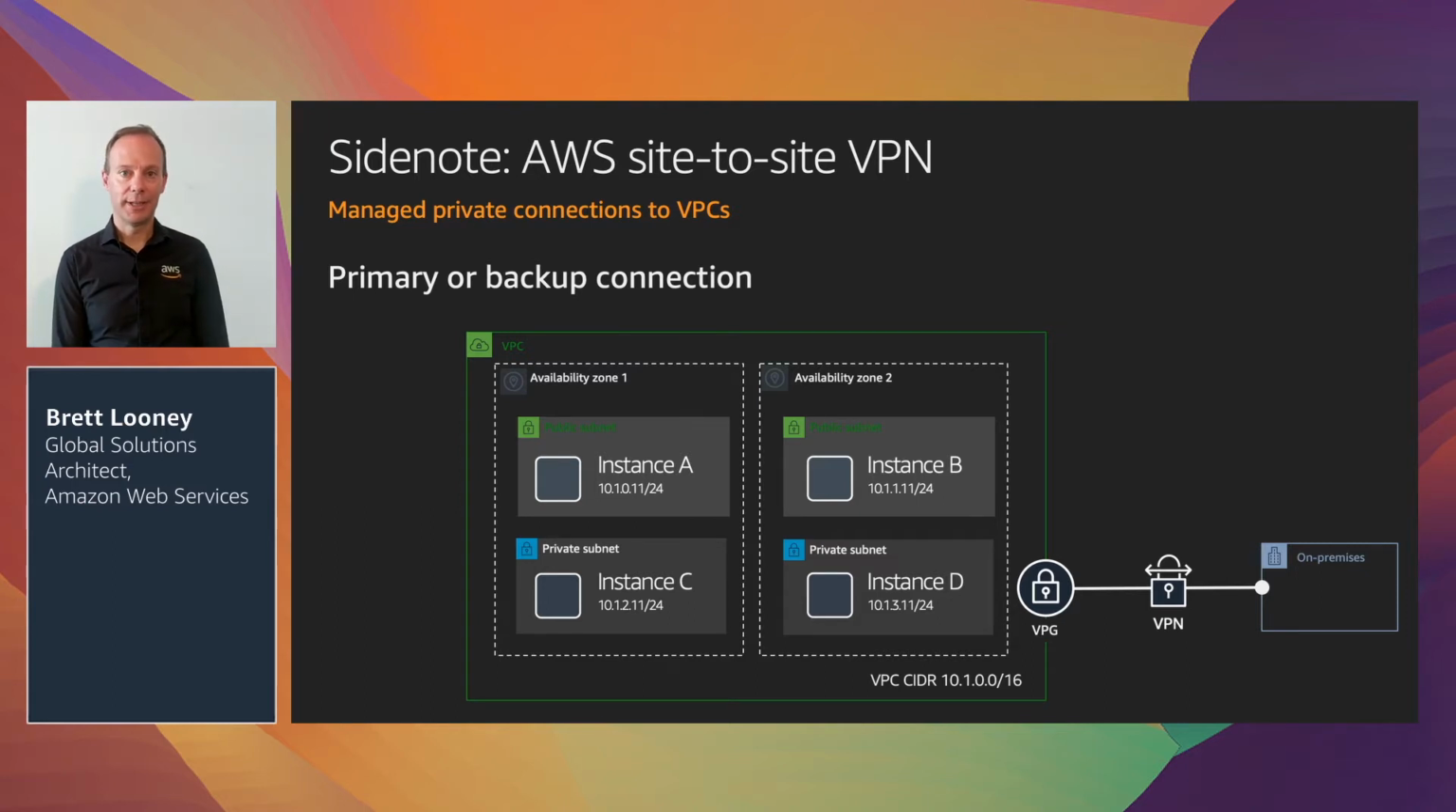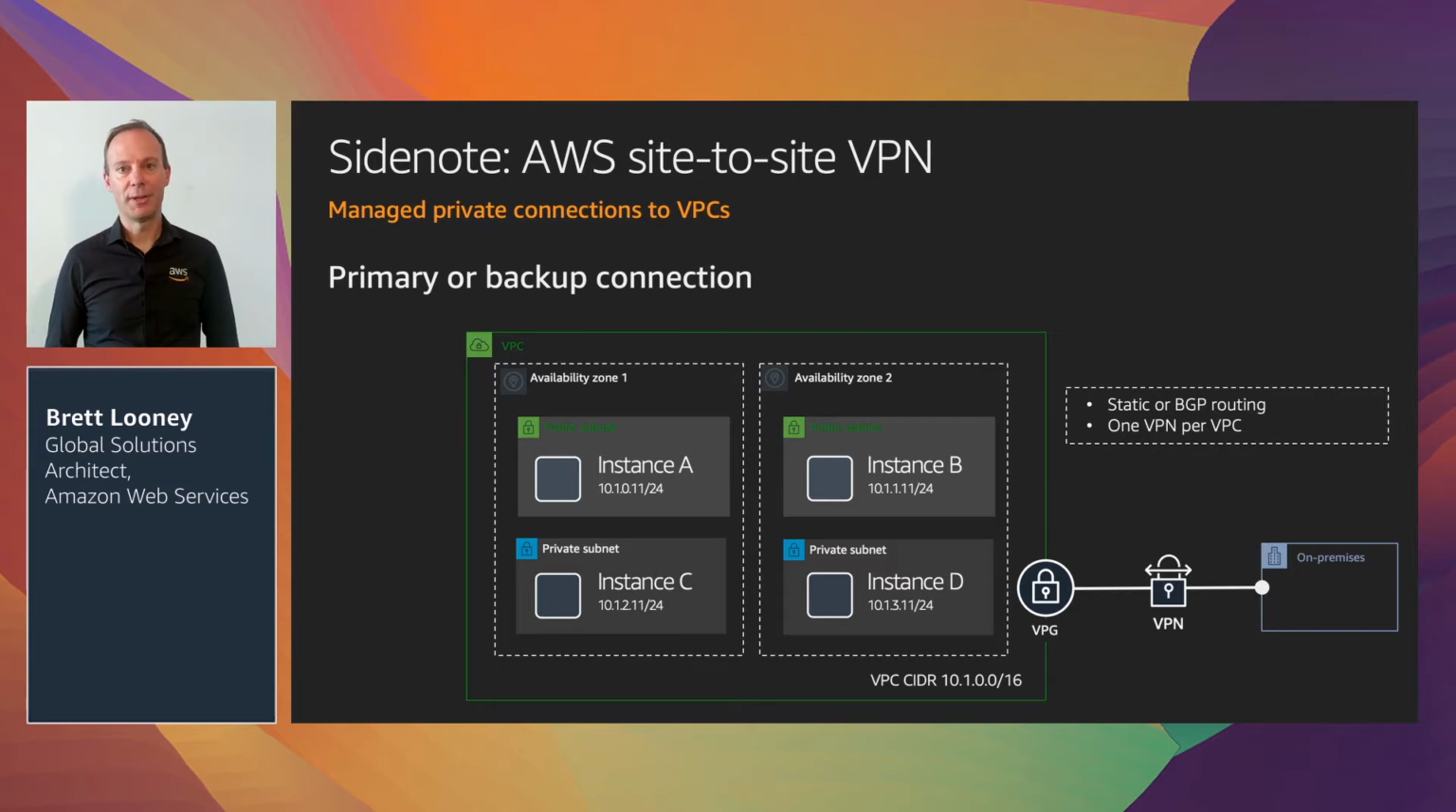Just like with Direct Connect, you can use BGP routing or you can use static routing. And just like with Direct Connect, there is a single VPN per VPC. Now, if you're going to use VPN as a backup to your Direct Connect, I would strongly recommend that you use BGP because it gives you greater control over how routing happens in a failover environment.